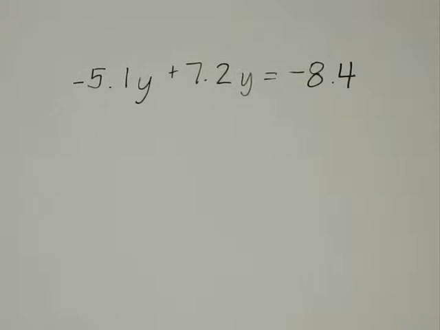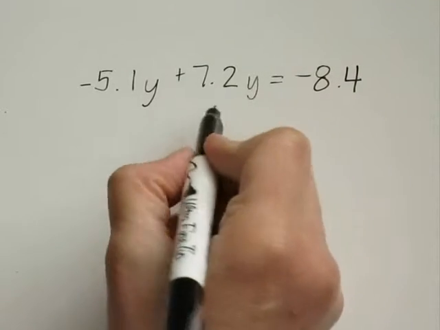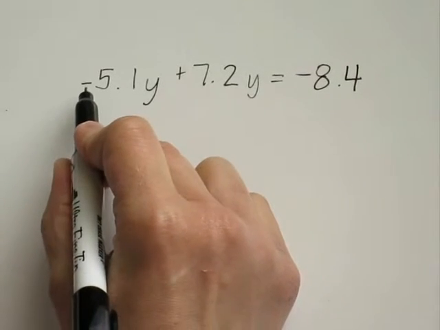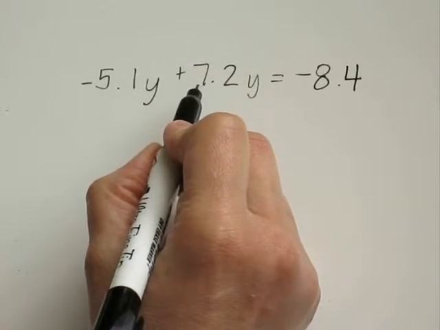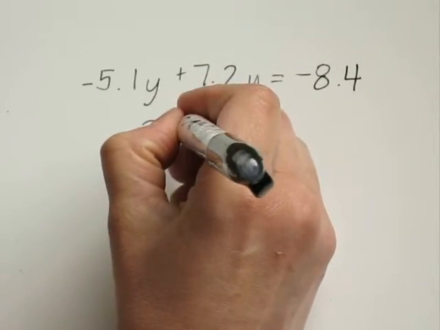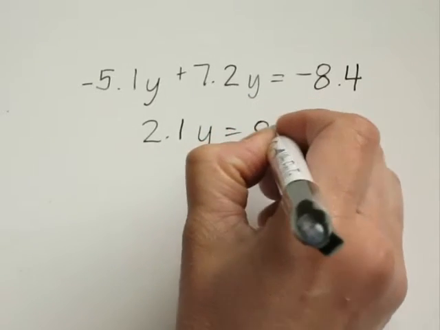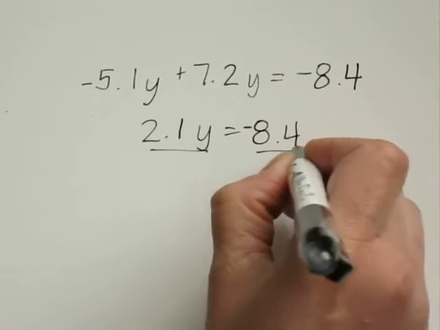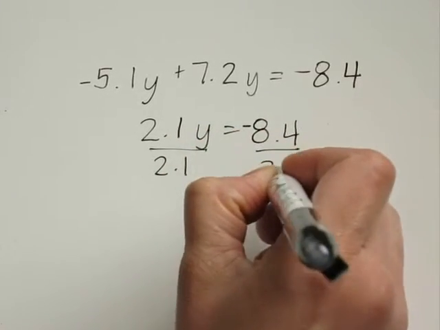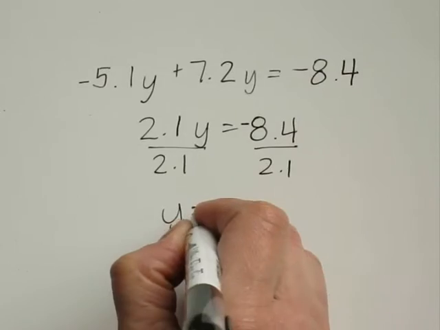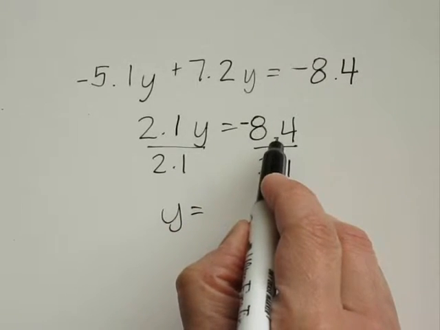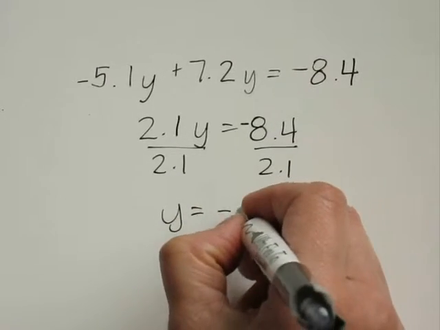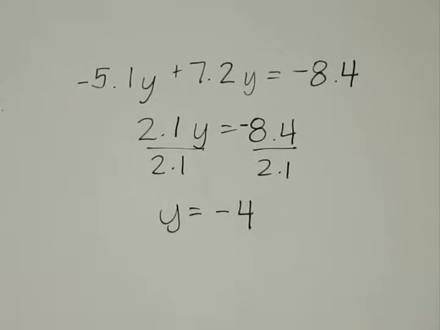Problem 19, negative 5.1y plus 7.2y equals negative 8.4. I'm just going to combine the coefficients of y. So negative 5.1 plus 7.2 will give me 2.1y equals negative 8.4. Solve for y by dividing each side by 2.1. So I'll have y equals negative 8.4 divided by 2.1, which is a negative 4.